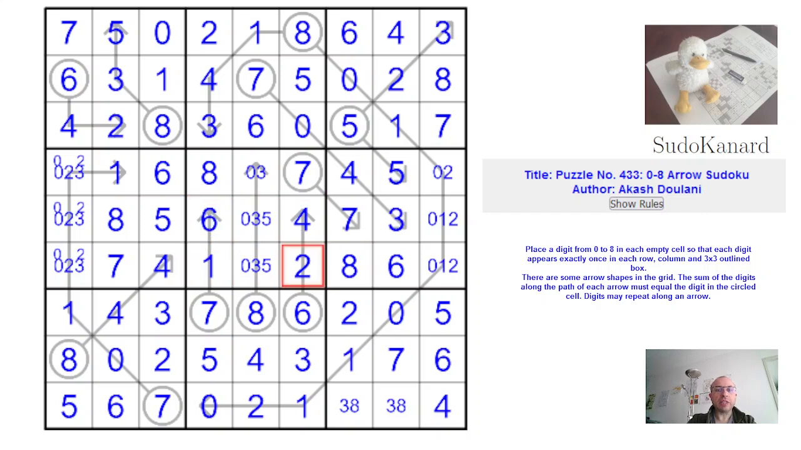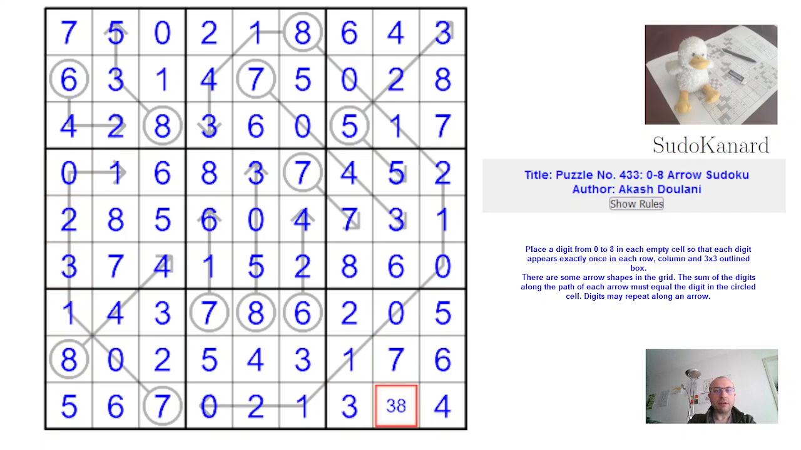6 here, 1 and 2 there, so this is 0. This is 2, this is 1. 3, 5 here, so this is 0. 3 and 5, that's 0. This is 2, this is 3. That's 3, and that's 8.